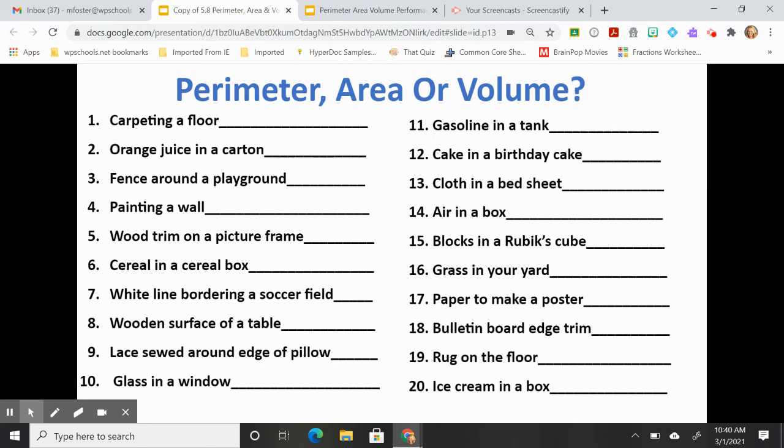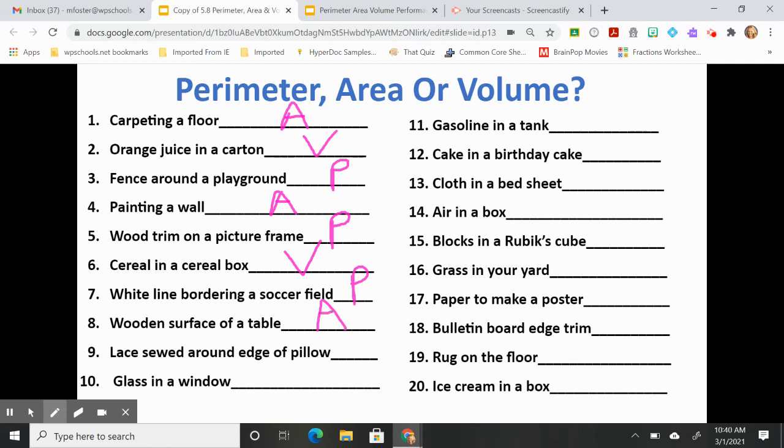Okay. If you were replacing the carpet on the floor, you would need to find the, are you filling your room with carpet from floor to ceiling? Are you just putting carpet around the outside edge? You would need to find the area. If you're covering your floor with carpet, that's area. If you were figuring out the amount of orange juice in a carton, volume. Fence around a playground, perimeter. Painting a wall, area. Wood trim on a picture frame, perimeter. Cereal in a box, volume. White line bordering a soccer field, perimeter. Wooden surface of a table, area.